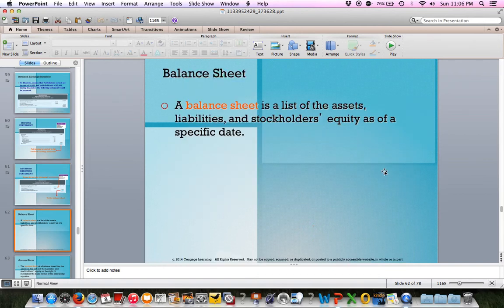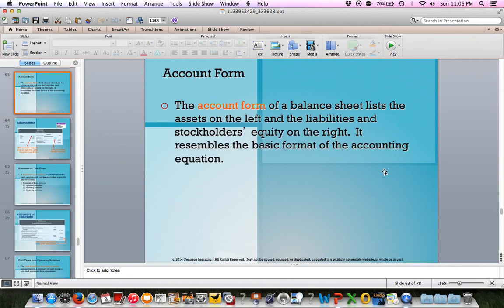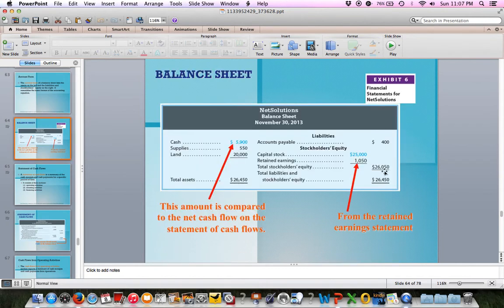The balance sheet lists all of our assets, liabilities, and equity as of a specific date and time. It kind of proves that the accounting equation is in balance. And so the account form for the balance sheet lists your assets on the left, liabilities and equity on the right, adds them all up to make sure that everything balances and that the accounting equation is in balance. So it kind of takes on the form of the accounting equation.